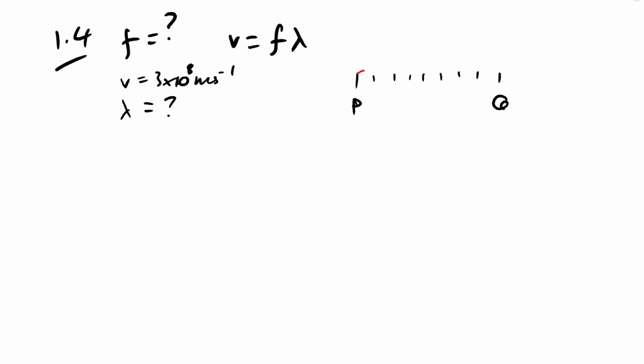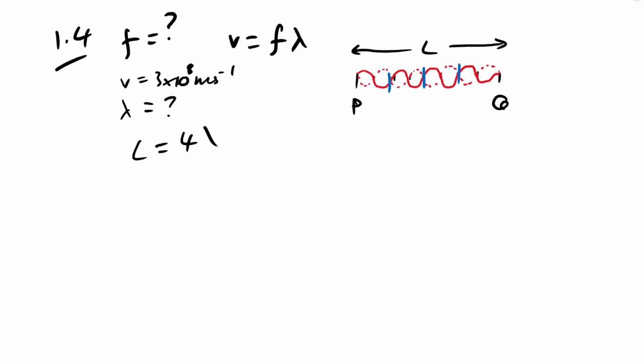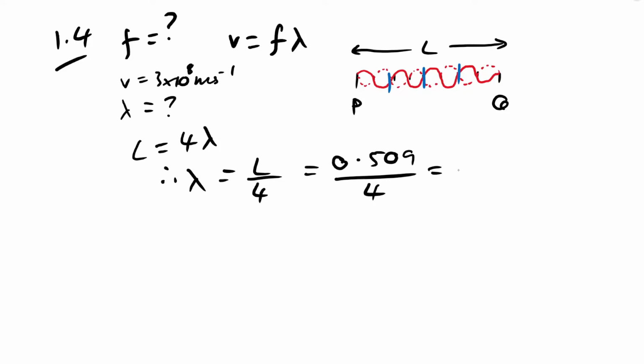So that means nodes at those points. So we have the 8th harmonic between P and Q. So therefore we can say that this length here is, well, it's not 8 wavelengths, is it? Because we have 1, 2, 3, 4 wavelengths. So 4 lambda. Therefore, lambda is going to be equal to L over 4. So that's our 50.9 centimeters. I tell you what, we should probably turn that into meters. Divided by 4. That gives us, let's be accurate for the time being, meters.